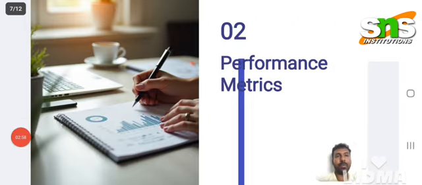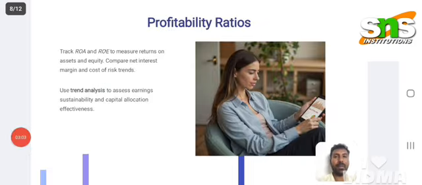And now we are going to see about performance metrics. So what are the performance metrics? First, profitability ratios. Track ROA and ROE to measure returns on assets and equity. Compare net interest margin and cost of risk trends. Use trend analysis to assess earnings sustainability and capital allocation effectiveness. That is profitability ratios.